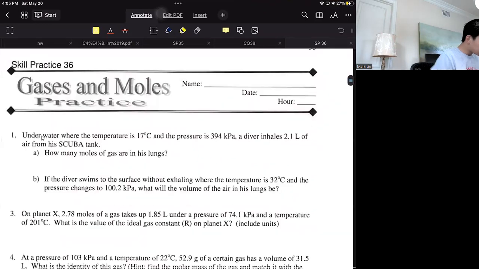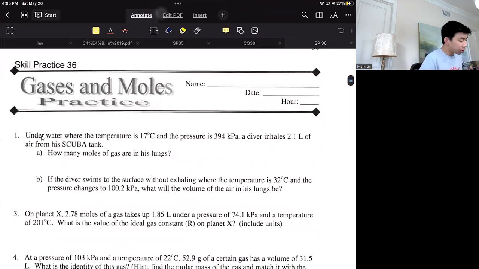Number one, underwater where the temperature is 17 degrees Celsius and the pressure is 394 kilopascals, a diver inhales 2.1 liters of air from a scuba tank.